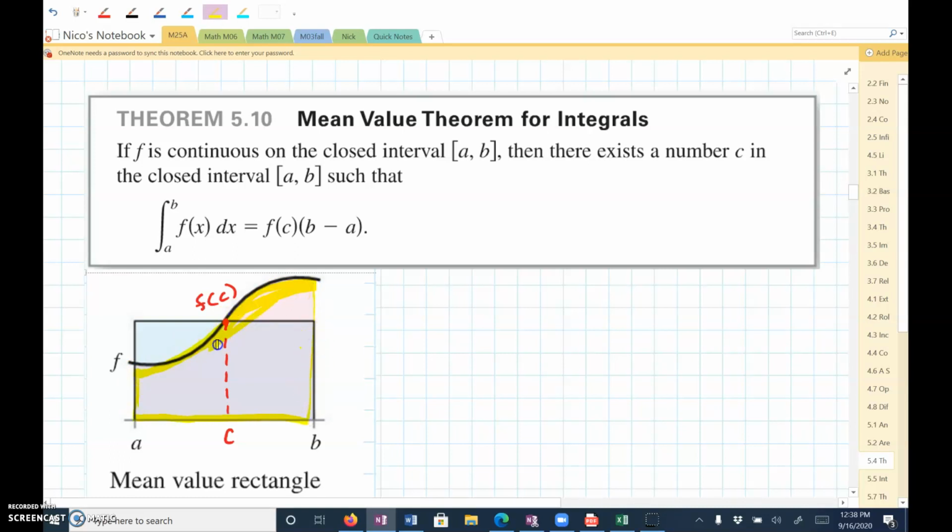So in other words, if this is f, and we were finding the area underneath the curve here, it would be this in yellow here. So in yellow here, I have to define the area of the yellow. It's going to be the integral from a to b of f of x dx. That would find the area underneath the curve. What this theorem is stating is there is some rectangle.